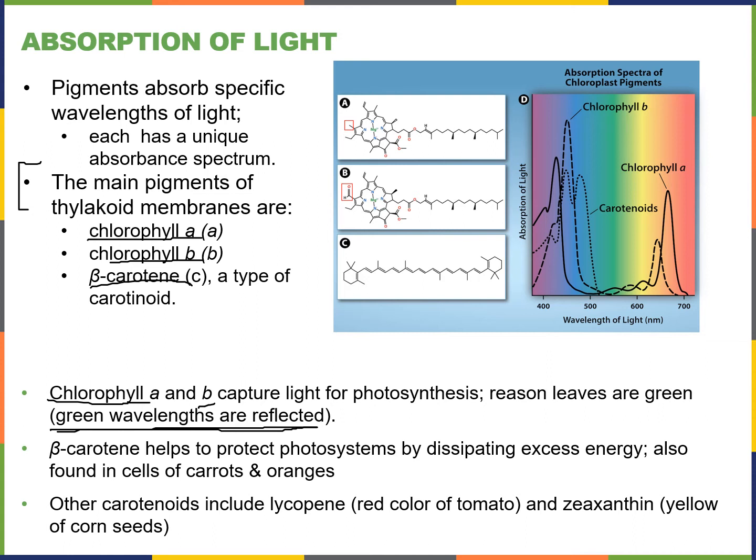Beta carotene helps to protect photosystems by dissipating excess energy. Beta carotene is found in carrots and oranges and helps to give them that orange appearance. There are other carotenoids such as lycopene, which gives the tomatoes that we eat their red appearance, or zeaxanthin, which gives the yellow appearance to corn and corn seeds.